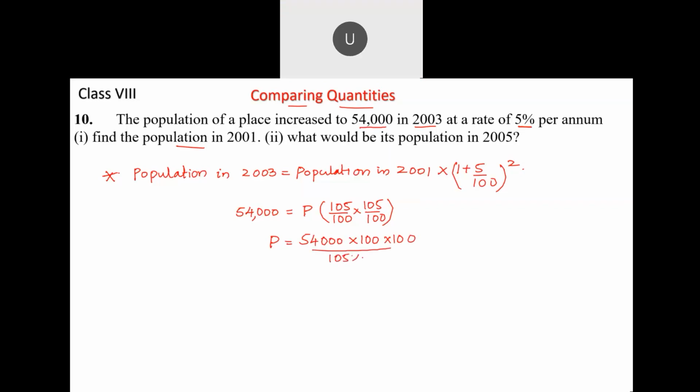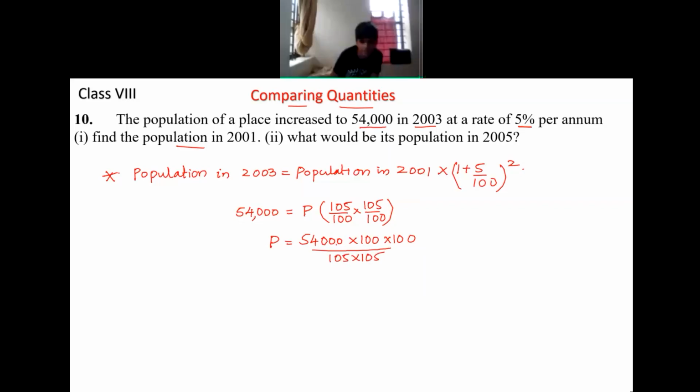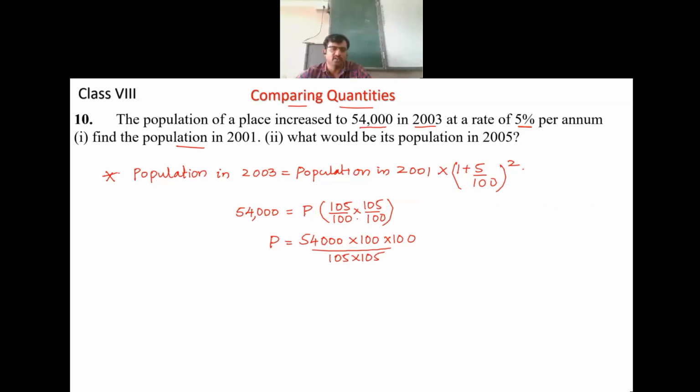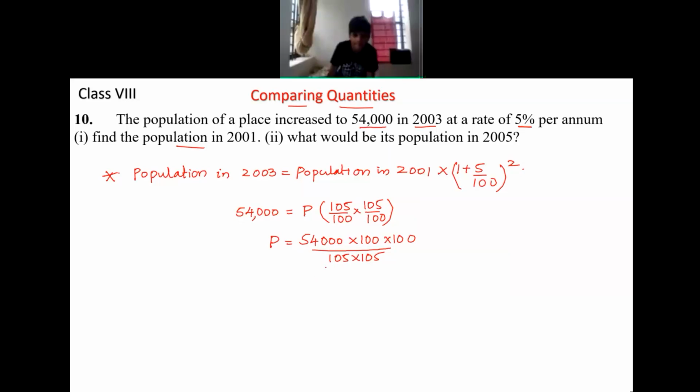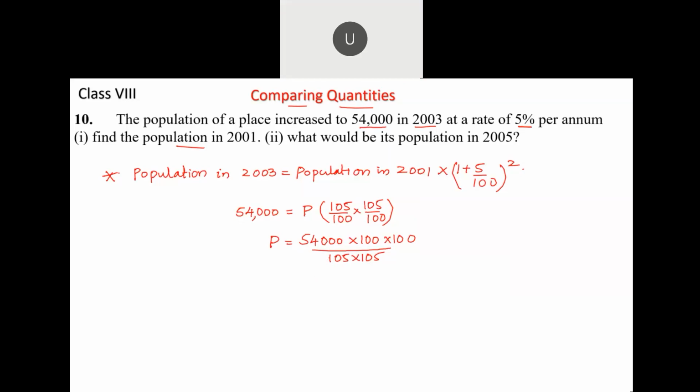Here 105 square is not dividing 54,000 exactly, so we will get the answer in decimal point. Since it is population, we have to take an estimated answer. Your estimated answer is 48,980. We have to round it off to the next number.